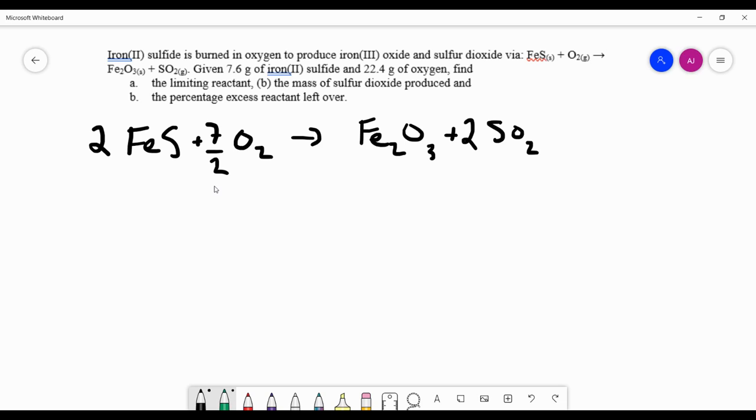After balancing, our first step here is to determine the limiting reactant. There are a few different ways we can do that, but what I'm going to do is take the masses of each reactant, convert those into moles, and divide them by the coefficients in the equation to help me figure out which one's the limiting reactant. So let me do that now.